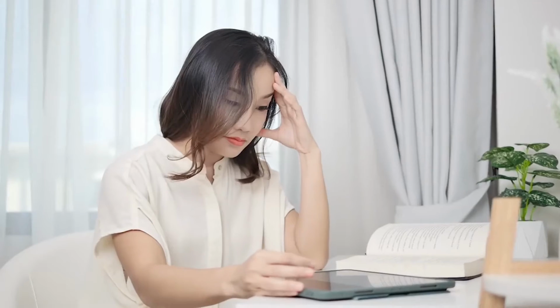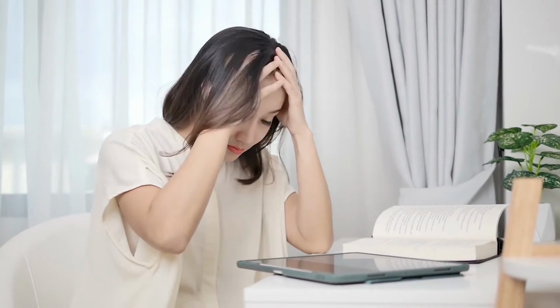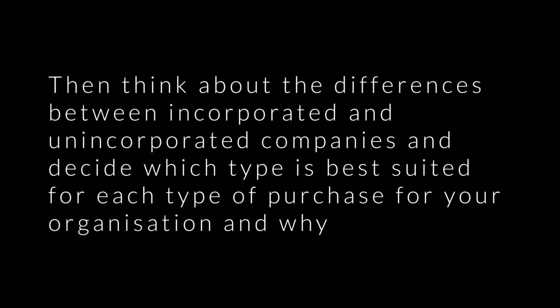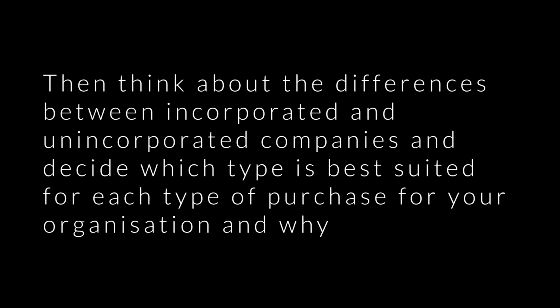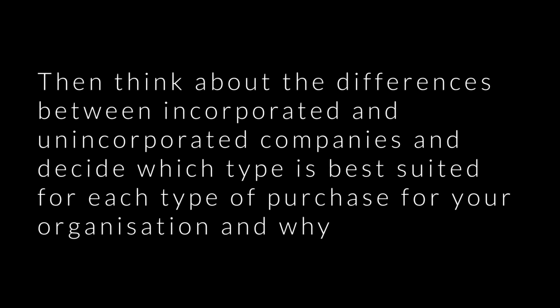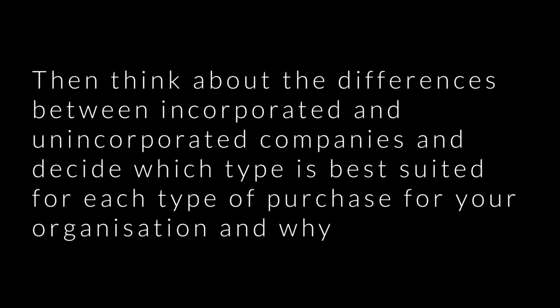So this point is something that I want you to think about, just a practical application. Choose an organization you're familiar with. Make a list of some of the things that it might need to purchase. Then, think about the differences between incorporated and unincorporated companies and decide which type is best suited for each type of purchase for the organization and why. So think about the company and then decide, okay, this one goes to an incorporated, maybe this one will purchase from a sole proprietor, this one will purchase from a company. That's pretty much the thing. That is just a practical exercise that you can do. And with that, let's move on to the next thing.